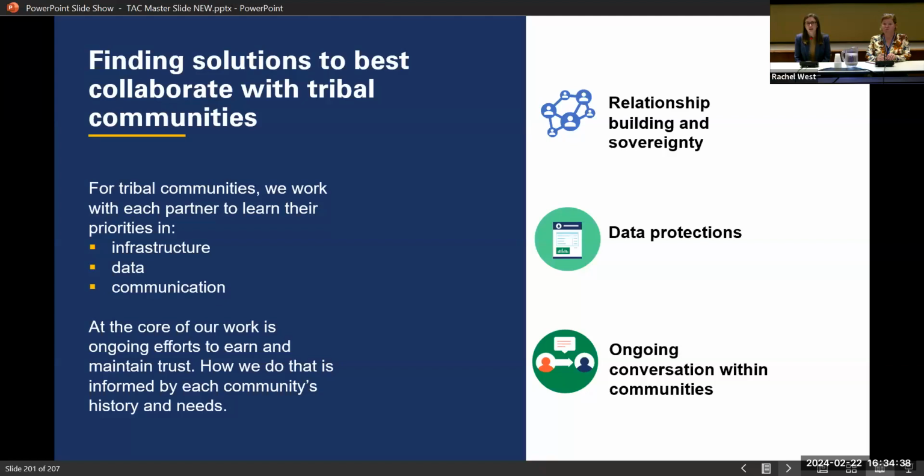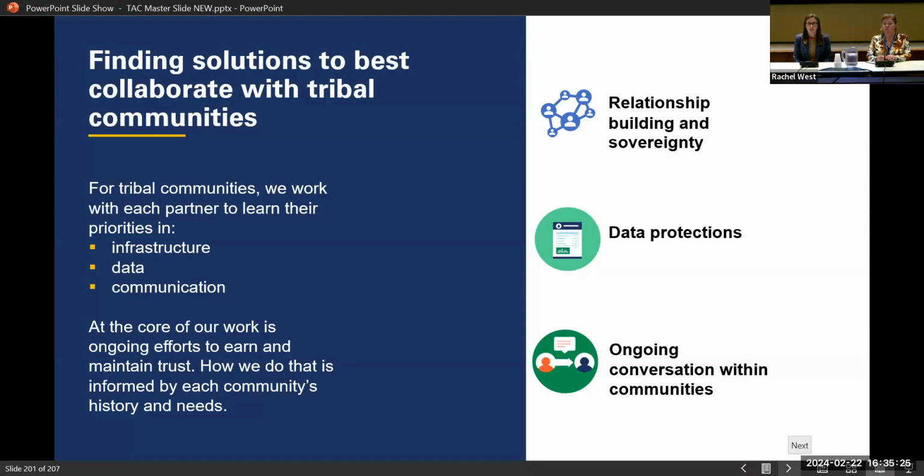But at the core of all this work is to earn and maintain trust. And how we do that is informed by each community's history and their current needs. And so that relationship building and respect for sovereignty is really just the foundation upon which we want to build any new relationship with tribes. So far, throughout the history of NEWS, we've really worked to go directly to a tribe, usually reaching out to their utility or their health services department, so that we can then learn who their trusted partners are. And then based on that, know how to leverage any networks that may exist, but also respect those boundaries that they've shared with us so that we can best understand who to share data with, who should have access to the data, and who should have input on this surveillance system.